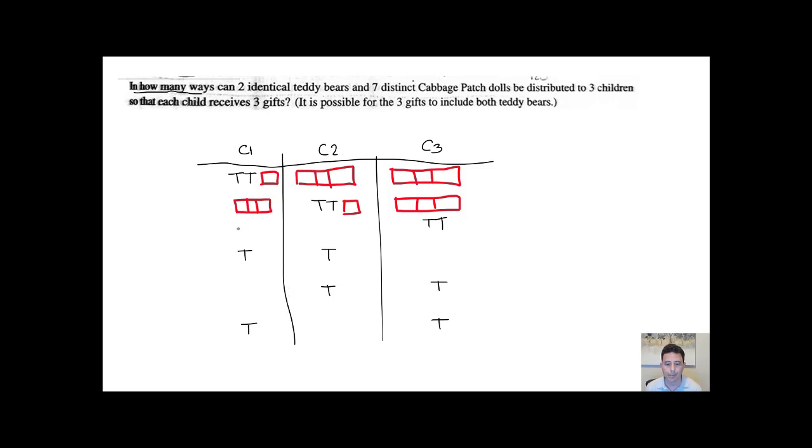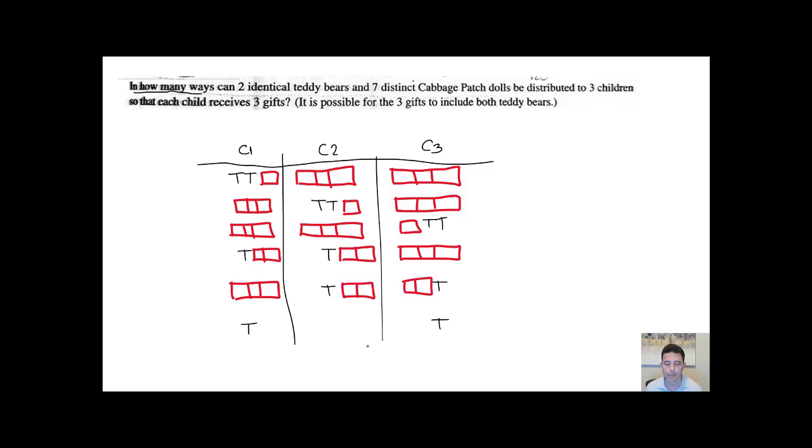This third case, I have 3 spots here, 3 here, and then 1 spot here. This case, I have 2 spots here, 2 spots here, and 3 here. 3 spots here, 2 spots here, and 2 spots here. And then finally, 2 spots here, 3 spots here, 2 spots here. Right, so each child will have 3 gifts. That's why I put a total of three elements for each child.